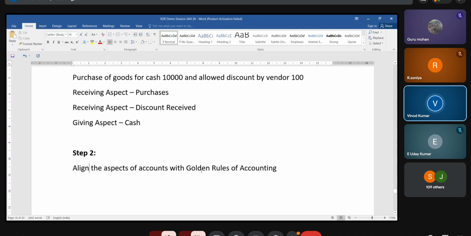In the entire world, no company records transactions, and no transaction in any company will be recorded, without following these rules of accounting. Whatever the transaction size might be, either a small transaction or a very big transaction, each and every transaction will be aligned with the rules of accounting. It is very, very important in real time. Every transaction in real time will be recorded only using these rules of accounting. So there are 3 golden rules of accounting, guys.